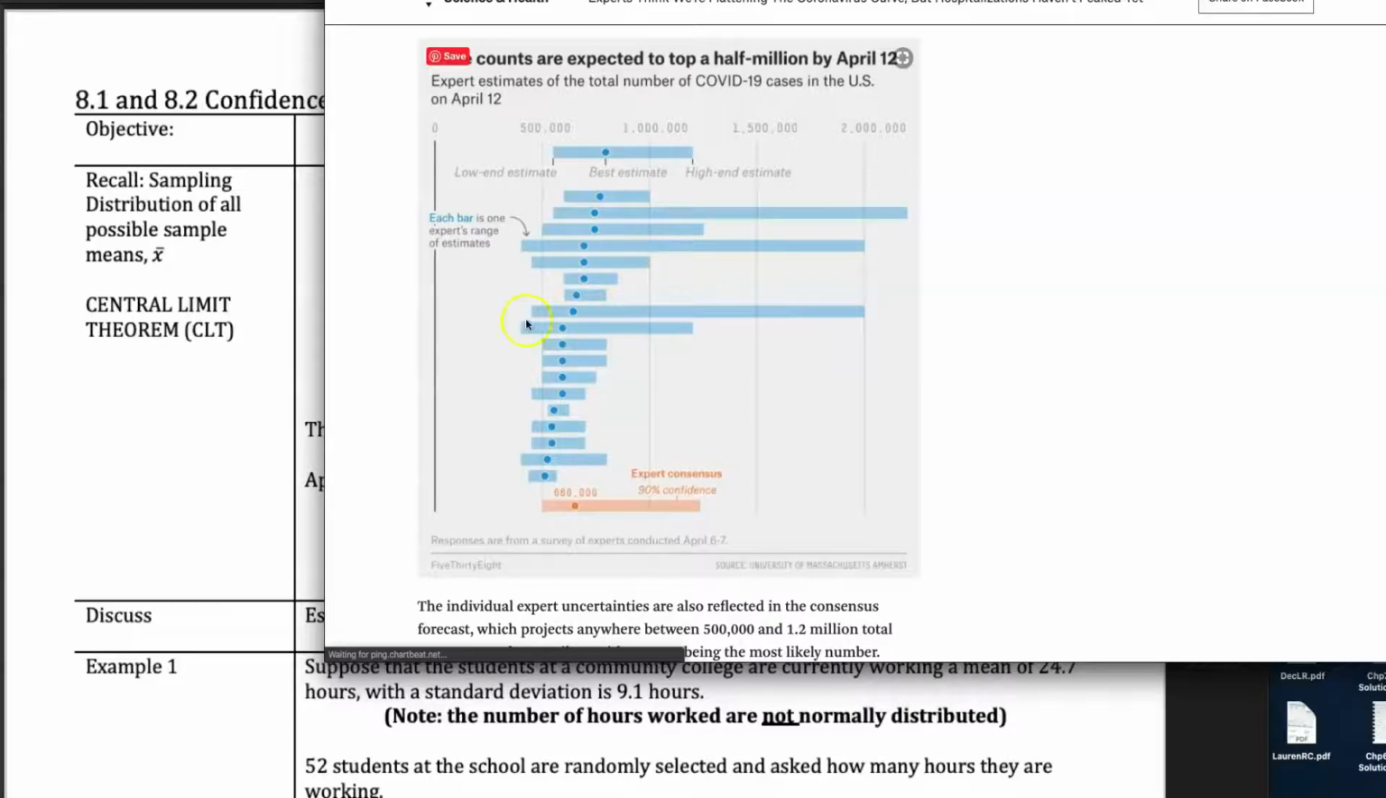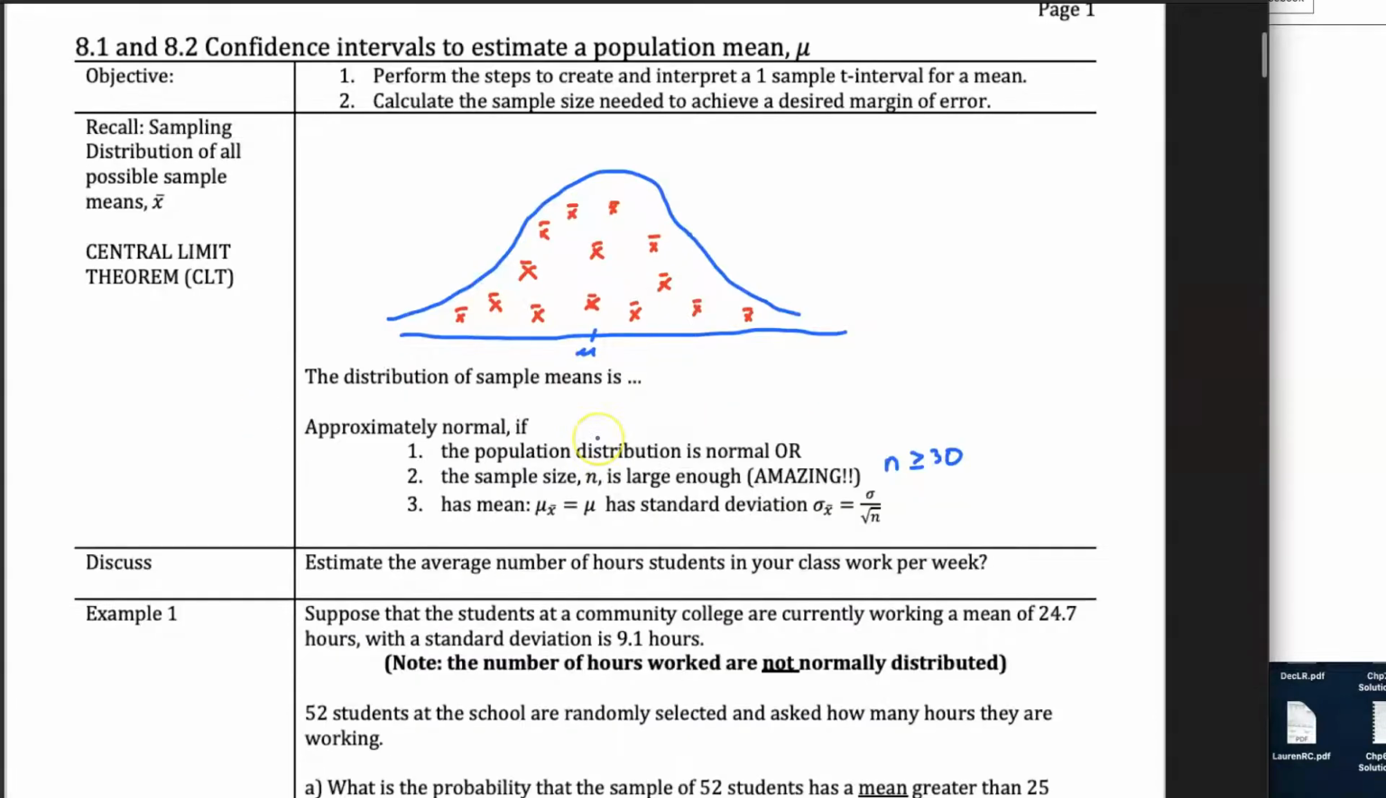Important to understand that, especially if you're living through COVID-19 now and experiencing it. Look at the wide variety of answers. But in general, everyone's kind of within the same place here, predicting around 660 in the next few days. We'll see when it's April 12th. So that's what we're looking at here.